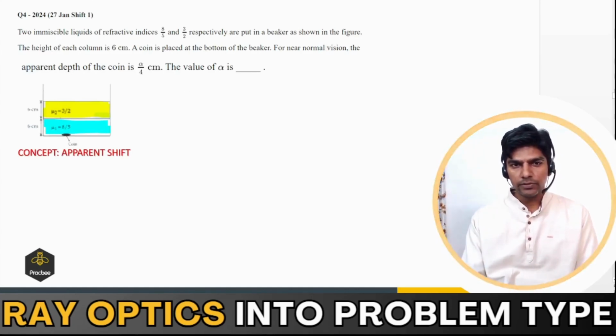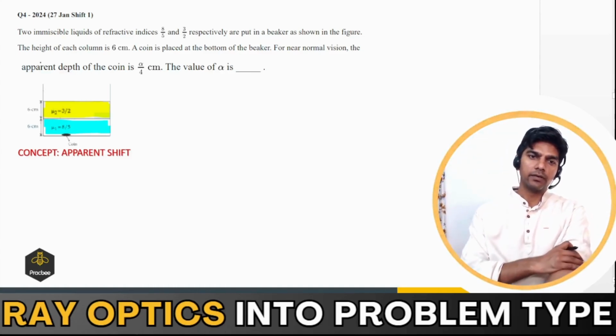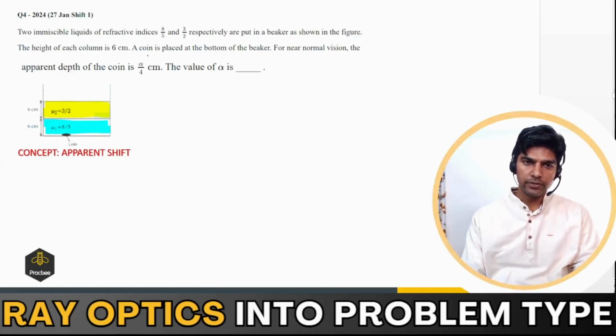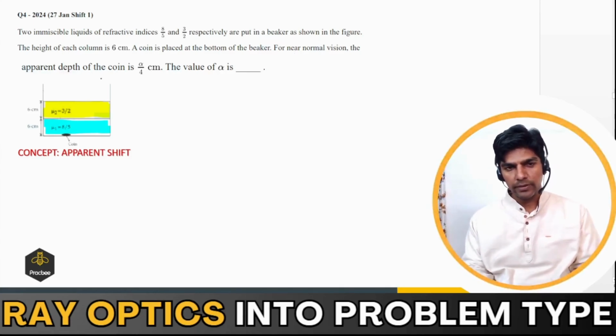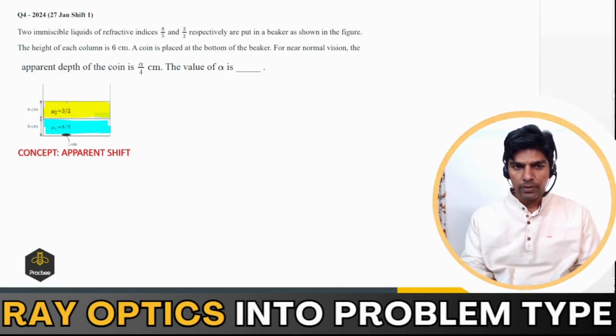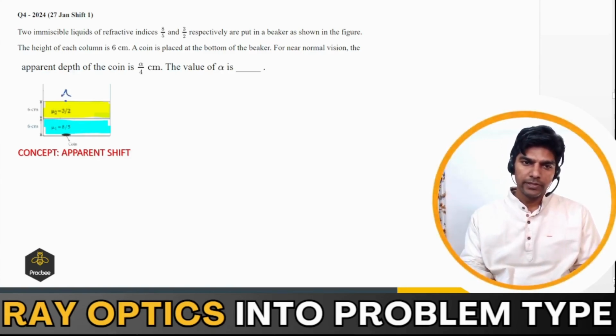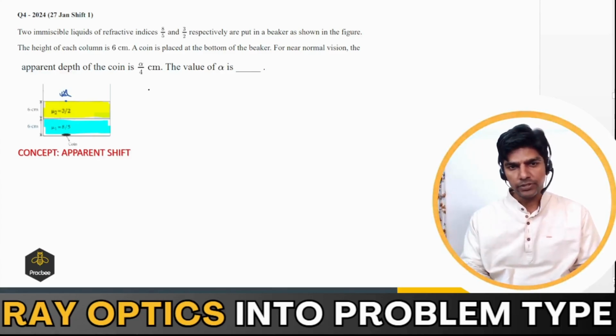Let us say this question. Two immiscible liquids of refractive indices 8 by 5 and 3 by 2 are put in a beaker as shown in the figure. The height of each column is 6 centimeter. A coin is placed at the bottom of the beaker. For near normal vision, the apparent depth of the coin is, so we have to find the apparent depth from the free surface. So the observer is placed outside. So let us first find the apparent shift.